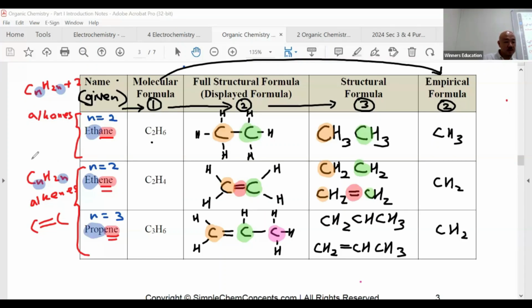This is the structural formula. Why is it difficult? People make mistakes because there's a lot of H and a lot of subscripts. People just write anyhow, so confirm wrong.